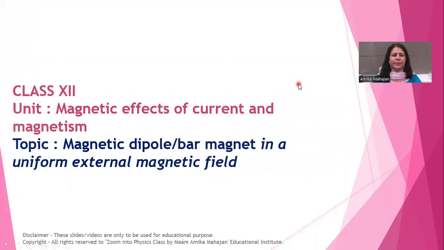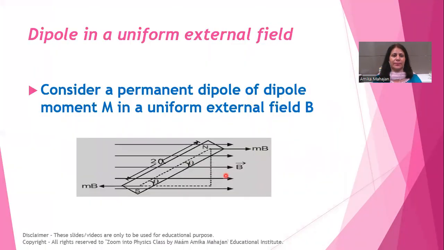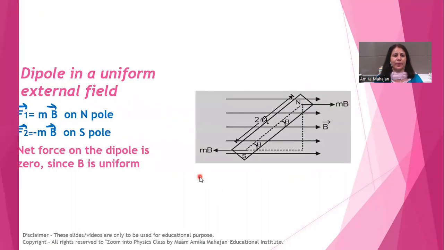Welcome to my channel. Today we will study the behavior of a bar magnet in a uniform external magnetic field. We consider a permanent dipole. That means we talk about a bar magnet having dipole moment M in a uniform external field B like this, at an angle theta with respect to this field B.